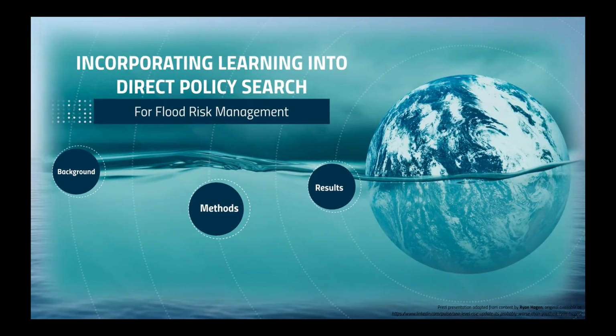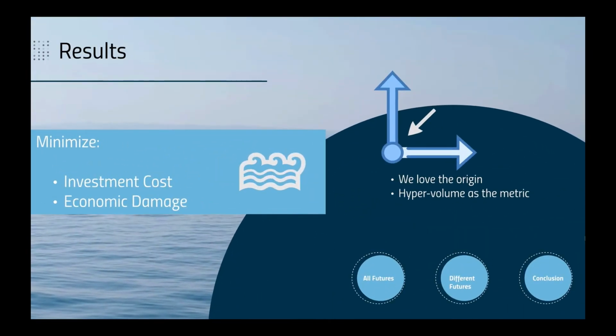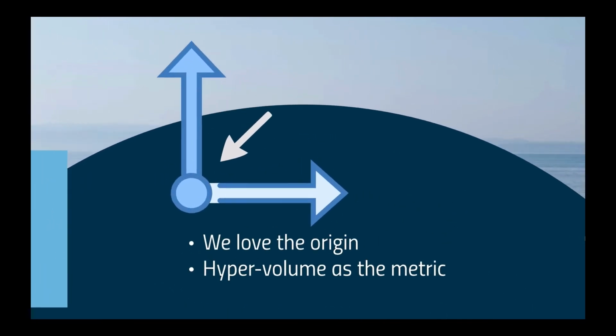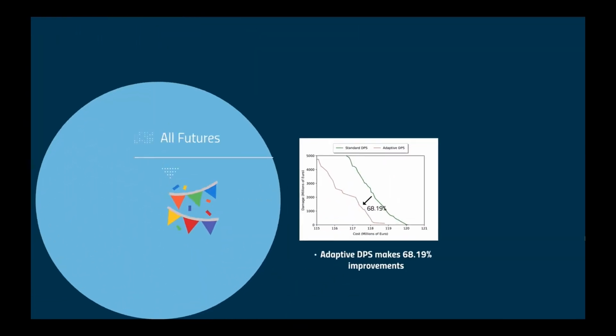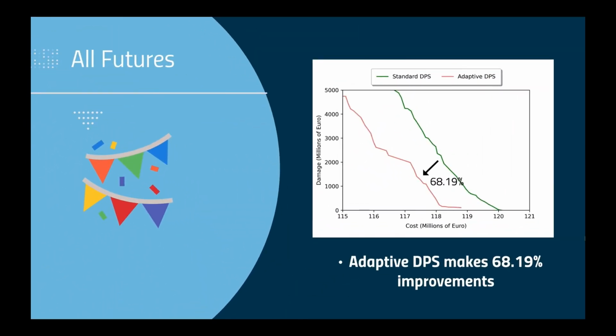We implement this new algorithm in a minimization problem with 2 objectives: the investment cost and expected economic damage. So we always want a result closer to the origin. We also use a metric called hypervolume to quantify the improvements. From this figure, we can see the new adaptive algorithm shows better results over all possible futures.